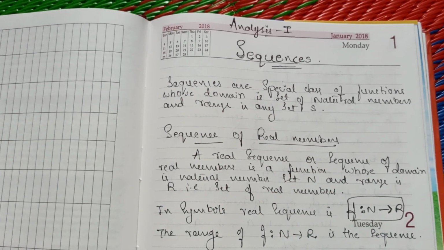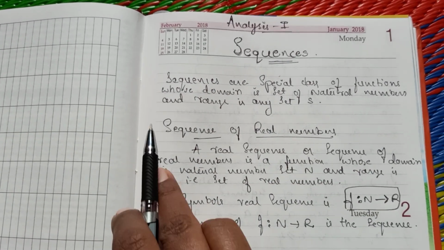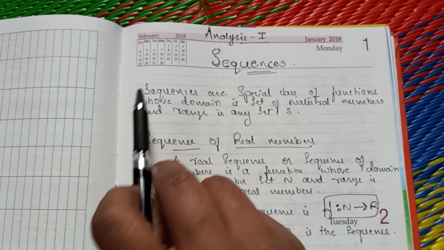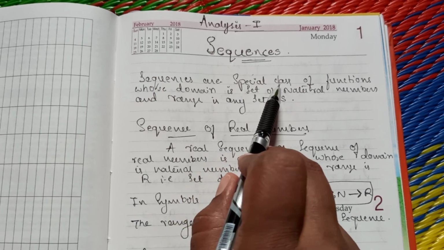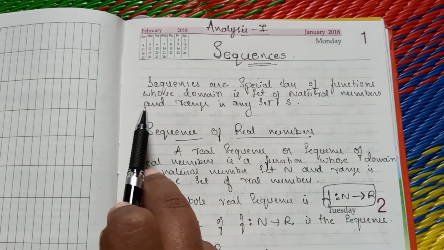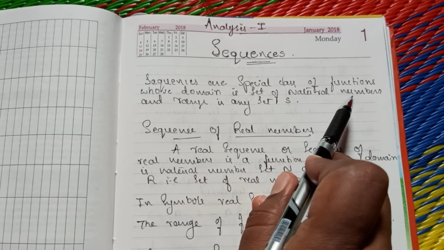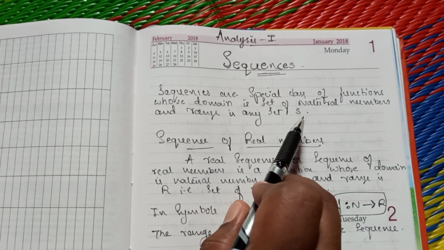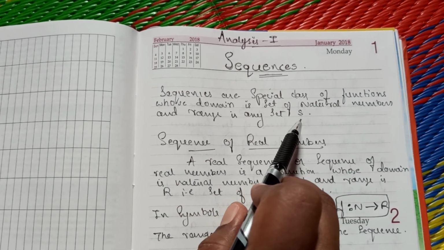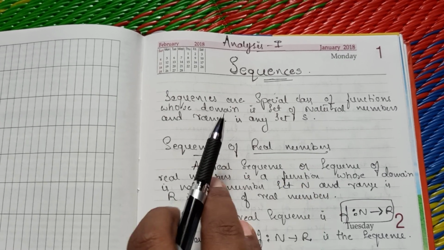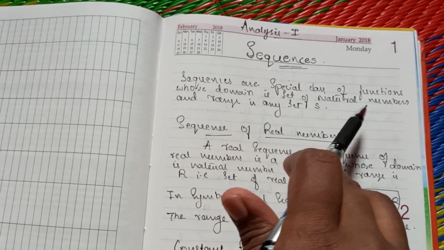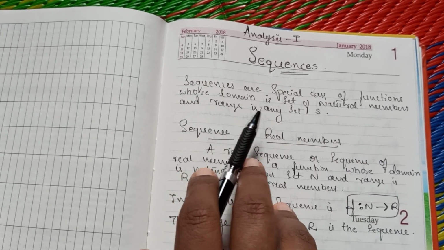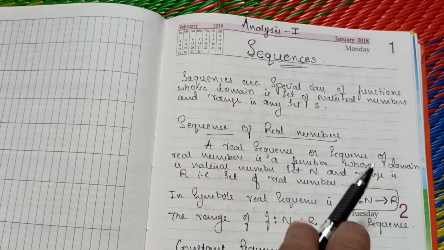Let us start with the definition of sequence. Dear students, you are all familiar with functions. Sequences are special class of functions whose domain is set of natural numbers and range is any set S. You all know what is domain, what is range. So sequences are special class of functions whose domain is set N and range is any set S.